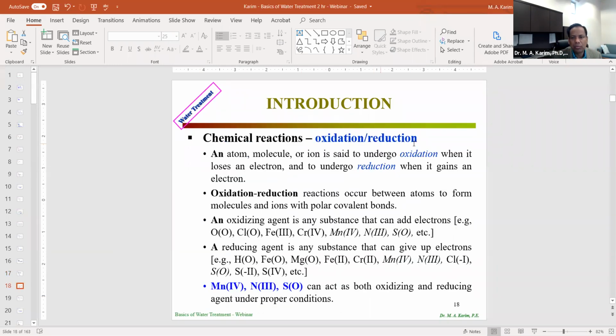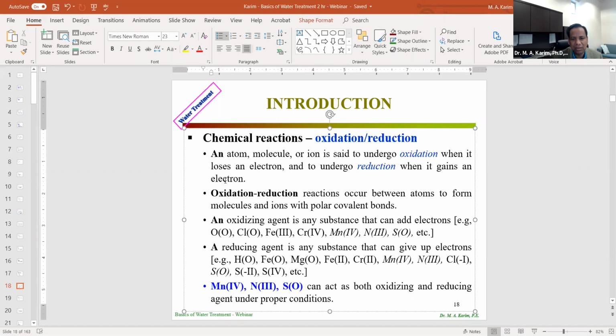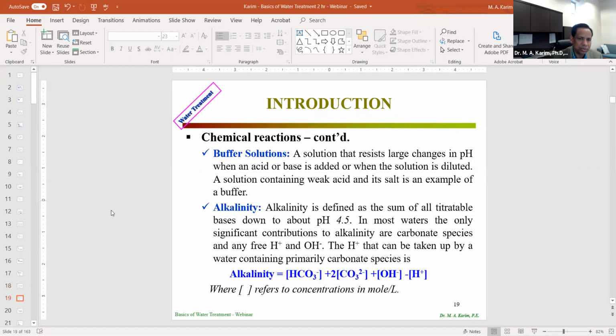So here is oxidation reduction, a little more description. An atom, molecule, or ion is said to undergo oxidation when it loses an electron, meaning it becomes positive, like metals, right? And it undergoes reduction when it gains an electron, meaning making negative ions, right? And for oxidation reduction, I just added a little bit more here. There's a lot of chemistry. Probably we don't need to go through all of those. These are some of the examples that I might have here. We'll be using those things later on.